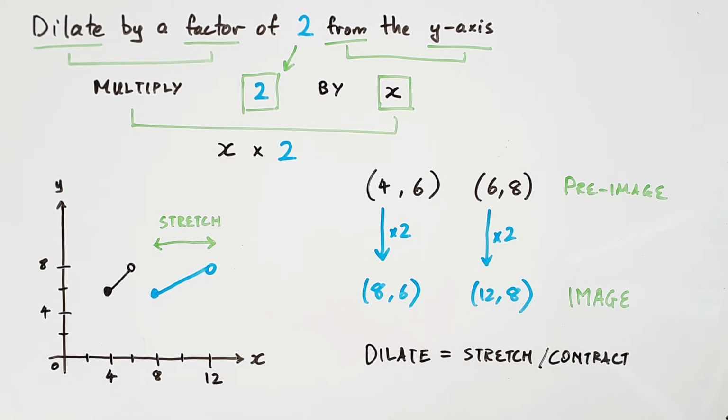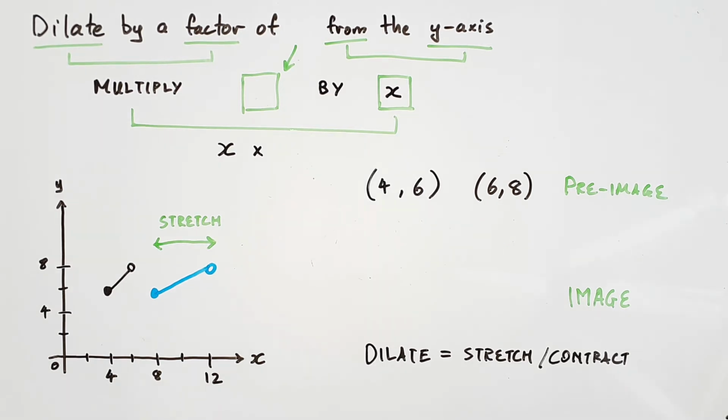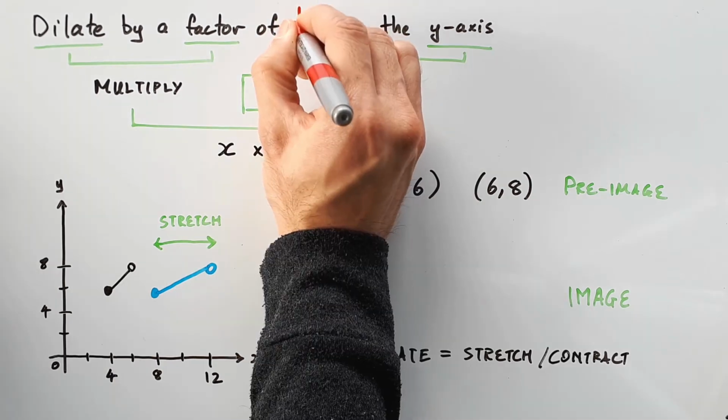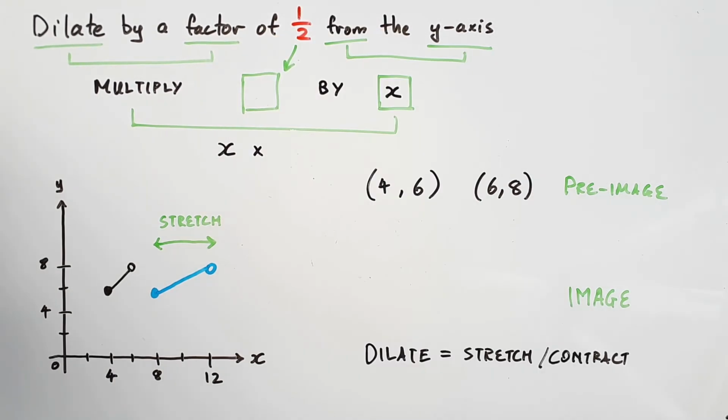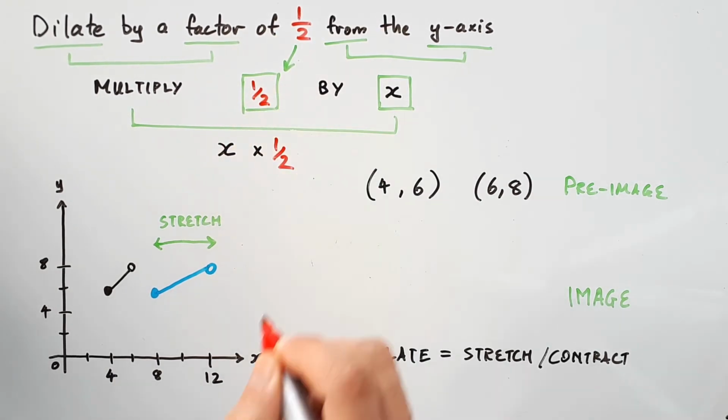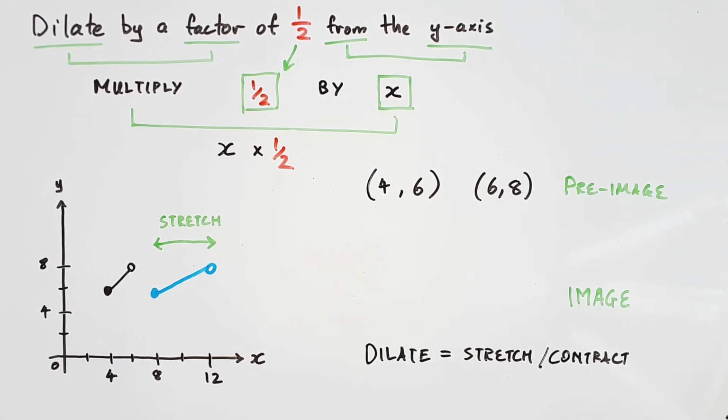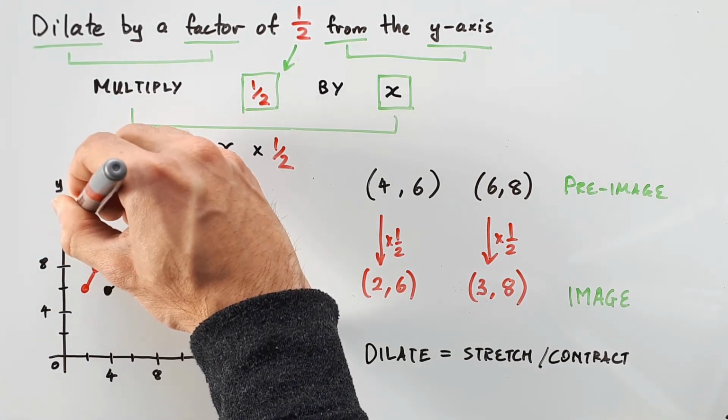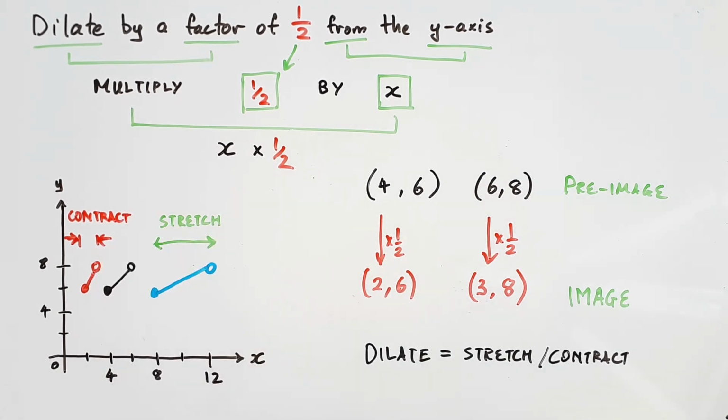In order to contract, we would use a fraction less than 1, like half. So say we dilate it by a factor of 1/2. The pre-image x values would multiply by half, giving us these new image points, (2, 6) and (3, 8). Plotting it out reveals the line experiencing a contraction. So in general, dilating the x values will stretch or contract the shape sideways.